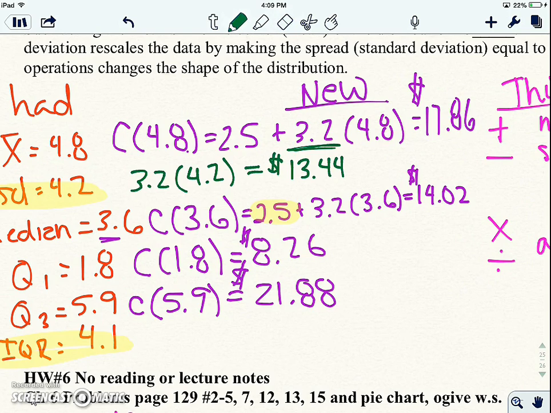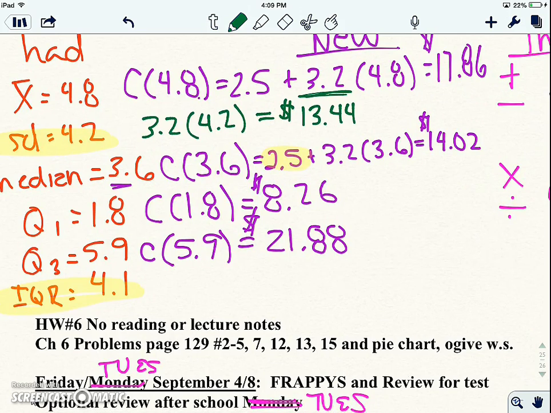Come to class prepared to ask them. Again, with the IQR, which is 4.1, we're going to multiply that: 3.2 times 4.1, and the interquartile range is about $13.12.